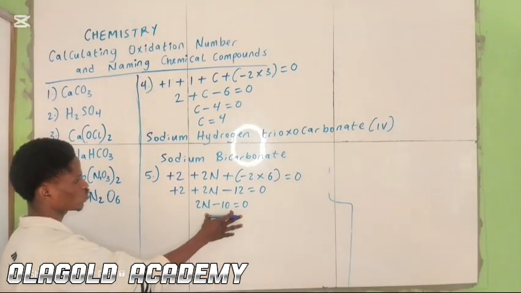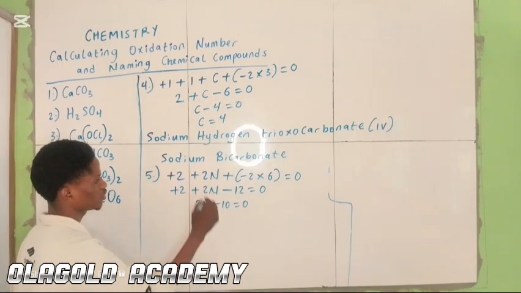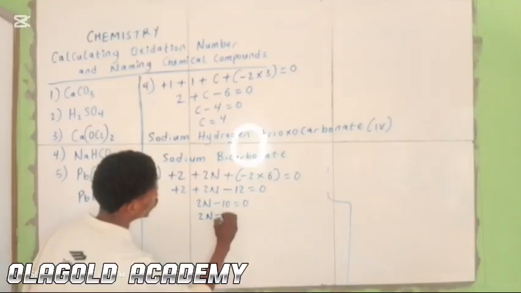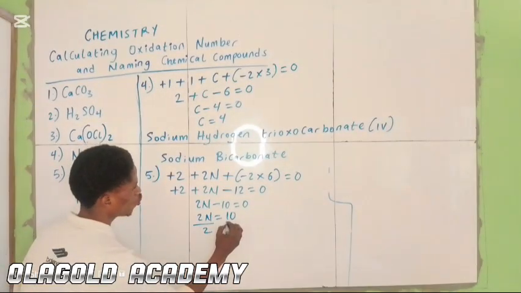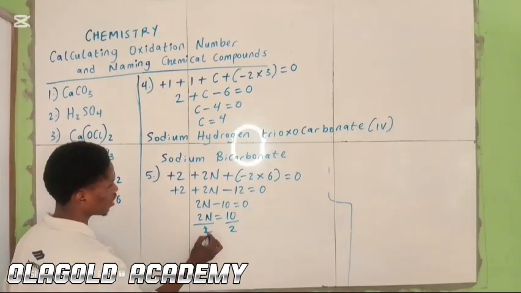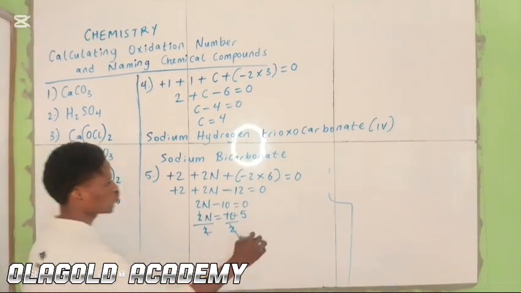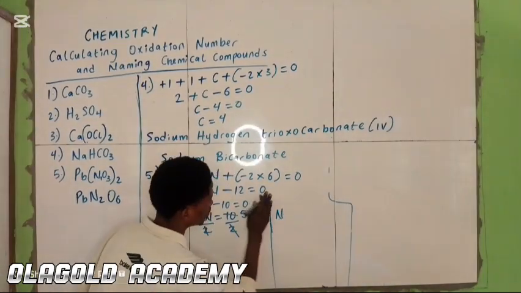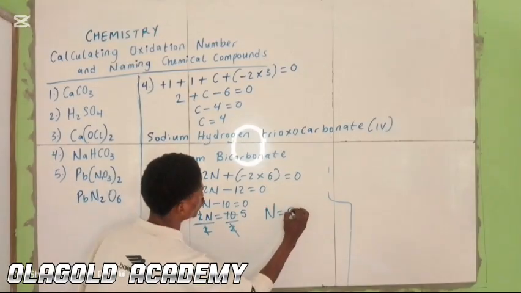My next task is to collect like terms. I'll bring this -10 to this side, so it becomes +10. So you have 2N equal to 10, over 2 over 2. 2 here 1, 2 here 1; 2 here 1, 2 here 5. So my nitrogen here is equal to 5.